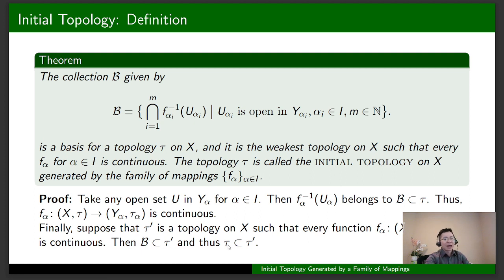Then tau is a subcollection of tau prime because each element of tau is a union of elements of B. So it is a union of elements of tau prime, so it belongs to tau prime. Therefore, tau is weaker than tau prime. So tau is in fact the weakest topology on X such that every function f alpha is continuous.